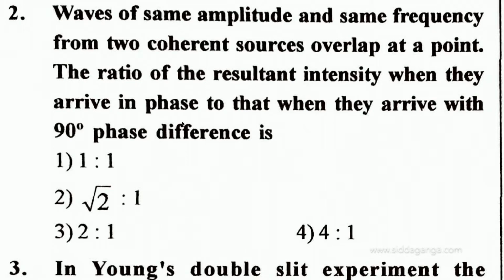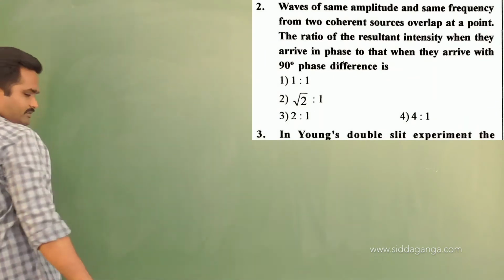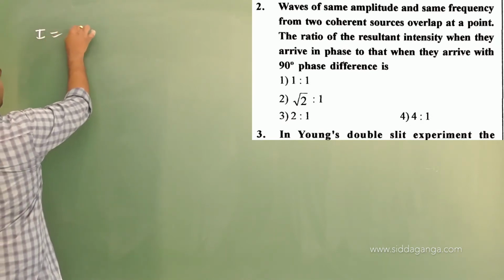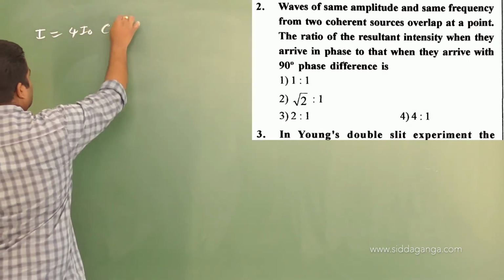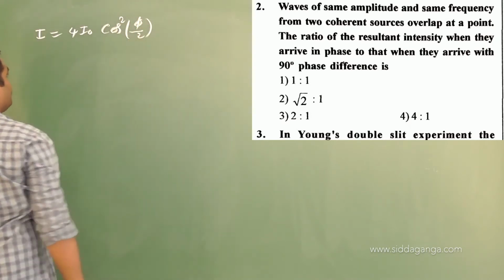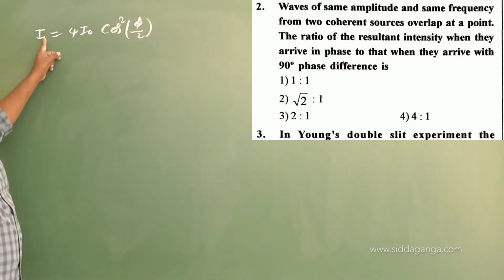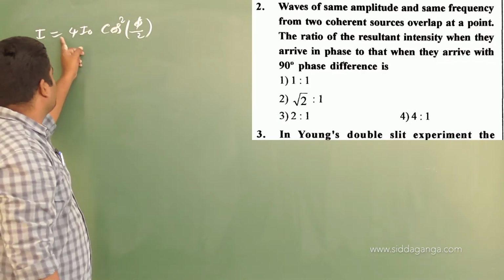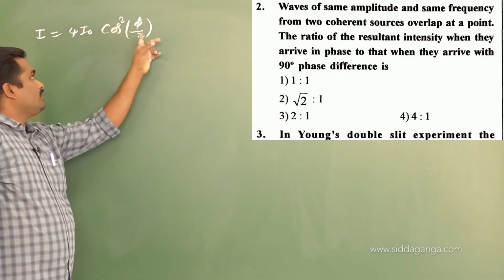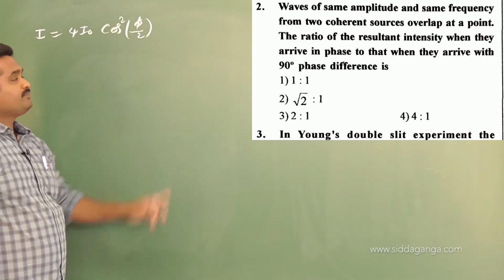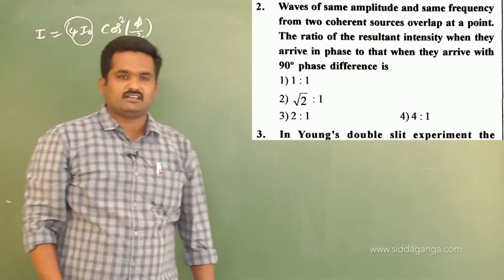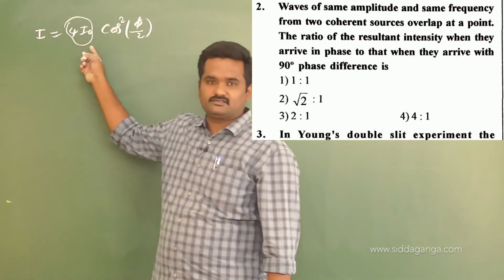So what they are saying: same amplitude, same frequency, so what is happening here? Interference is taking place. At any point, if you want to find the intensity based on the phase difference, you have this relation: I equals 4I naught cos square phi by 2. Remember this formula to determine the intensity of two superposing waves at any point P on the screen. Both the sources are of the same intensity, I naught and I naught, right?